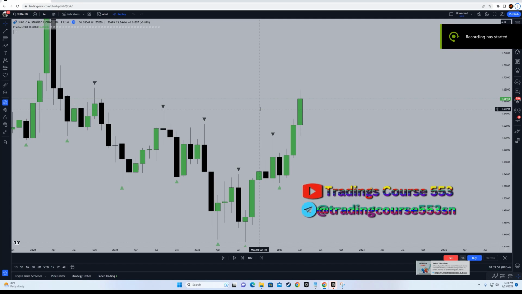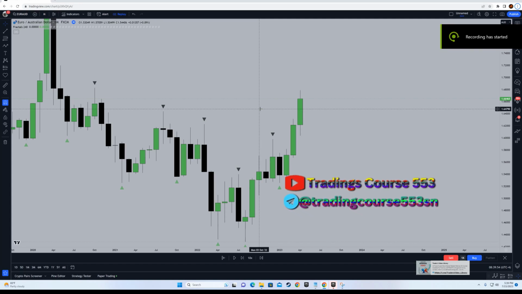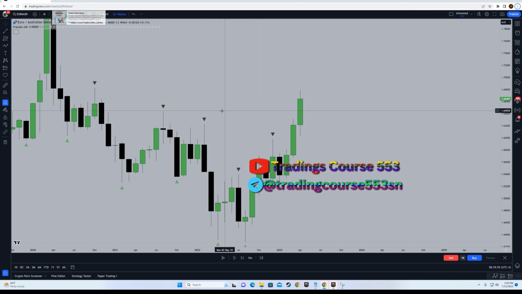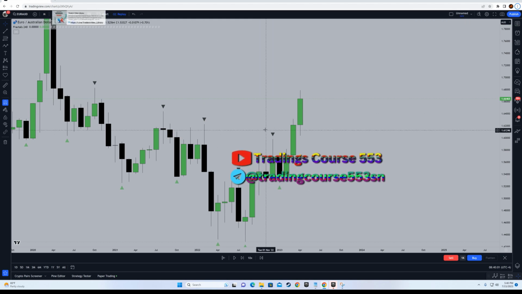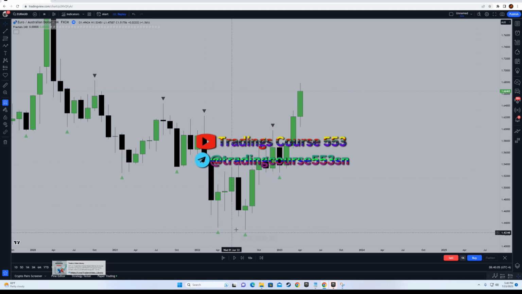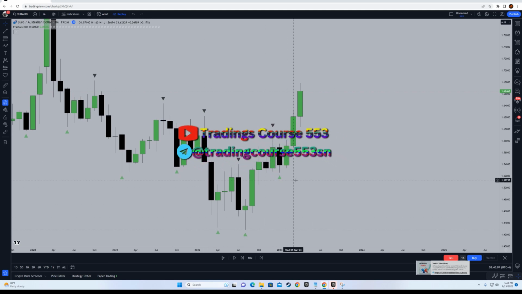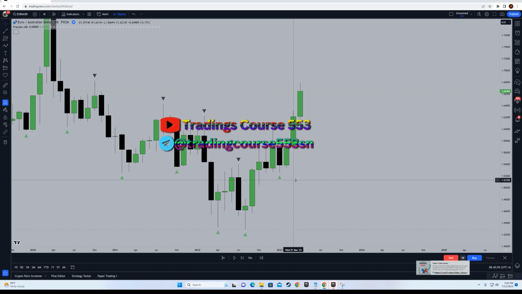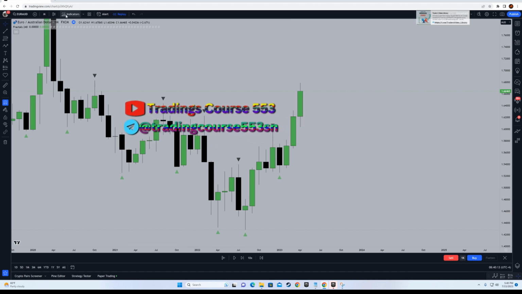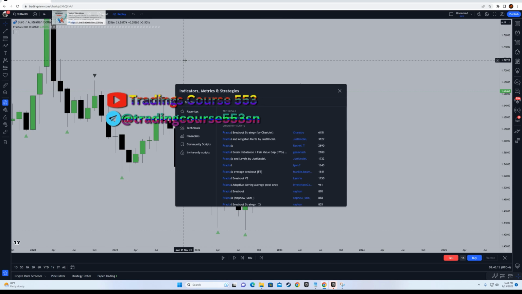All right, guys. So in this very first example, we're going to talk about monthly bias. And if you see these arrows here, that is basically fractals. It tells you the correct highs and lows, so you don't take a wrong low for a market structure shift or a wrong high or low for external liquidity. So you can just go to indicators here, type in fractals, right?